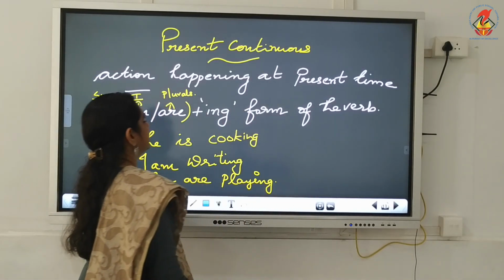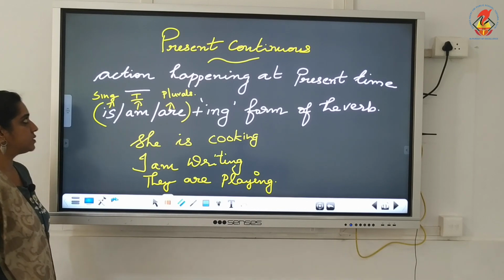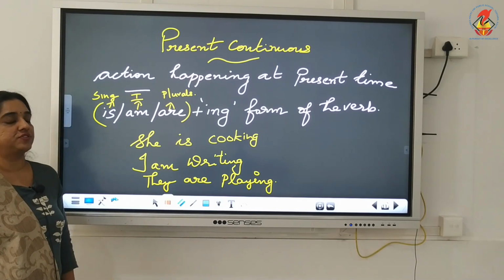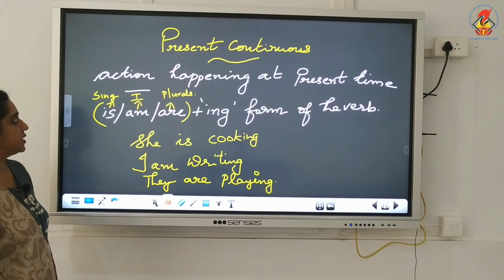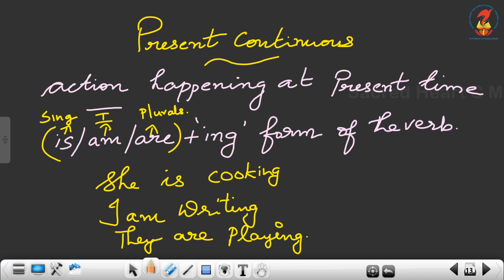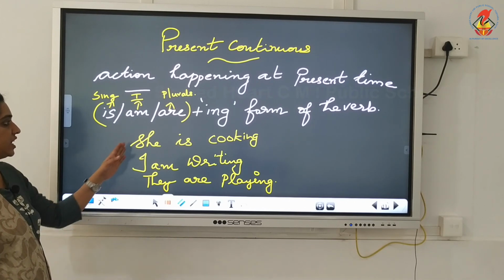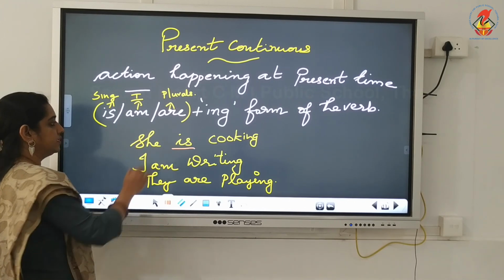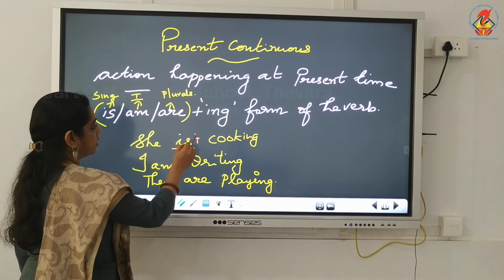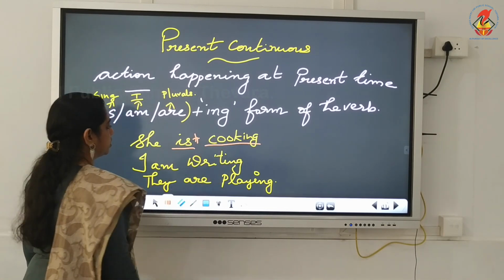Now, let us move to present continuous. What is present continuous? Happening. The action which is happening at this point of time is called present continuous. Okay, which verbs are used? Is, am, are plus the ing form of the verb is used in present continuous tense. See the example, she is cooking. See, is cooking, is plus the ing form of the verb. What is that? Cook plus ing, cooking.